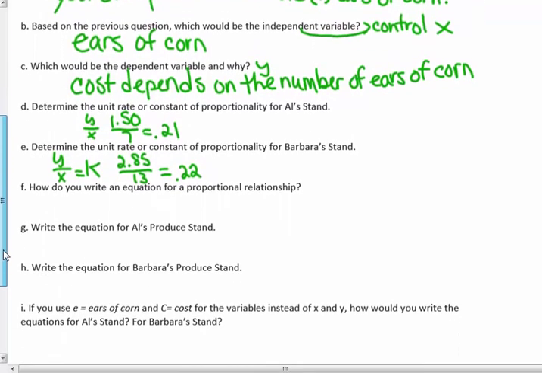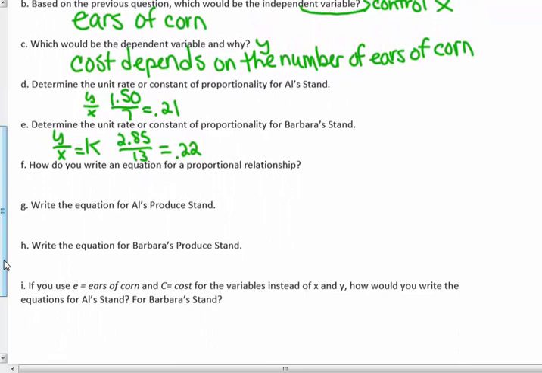How do you write an equation for a proportional relationship? Well, you write y equals k times x. That's the general formula every time. Write the equation for Al's. Well, we found Al's K. His cost is equal to 21 cents times his ears of corn. Y equals 21 cents times X. What is Barbara's? Y equals 22 cents per ear of corn times the corn. So her cost is 22 cents times the ears of corn.